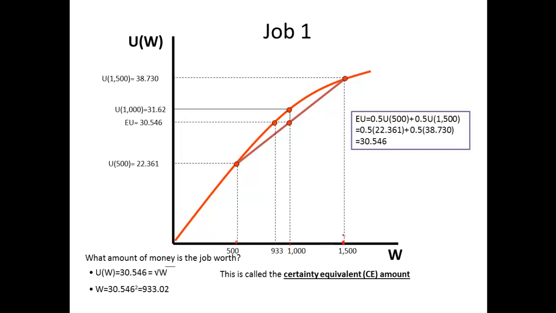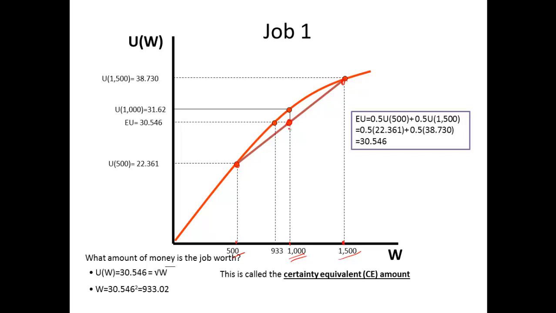Now, the 50-50 situation has an expected value equal to 1,000. But of course, we don't have 1,000 with certainty. Instead, what we have is the expected utility, that's 0.5 times the utility of this plus 0.5 times the utility of this. It's along this straight line, halfway between.